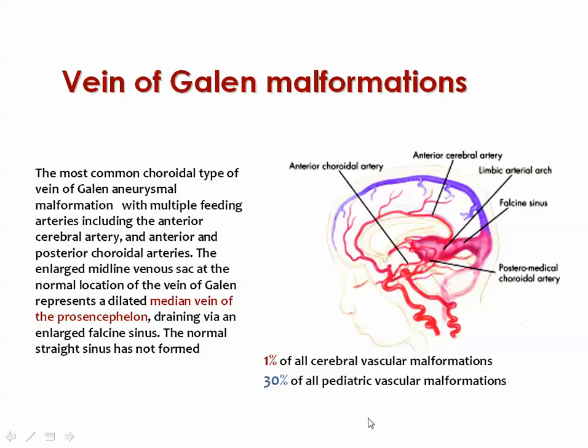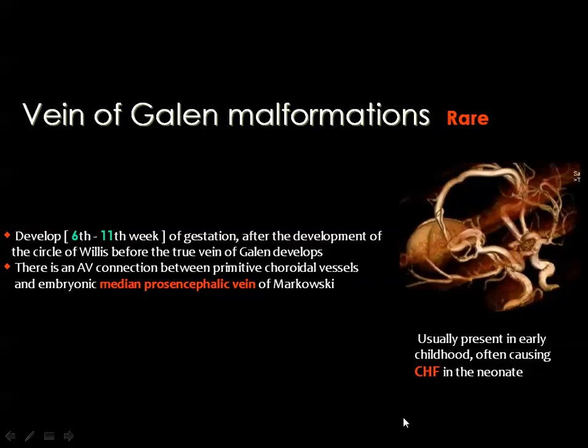Then we came to the vein of Galen malformation, and this represents about 1% of all cerebral vascular malformations and 30% of all pediatric vascular malformations. The vein of Galen malformation is actually a misnomer, and this abnormality is relatively rare. It occurs before the actual development of the vein of Galen. It appears in the 6th to 11th week of gestation, after the development of the circle of Willis and before the development of the true vein of Galen.